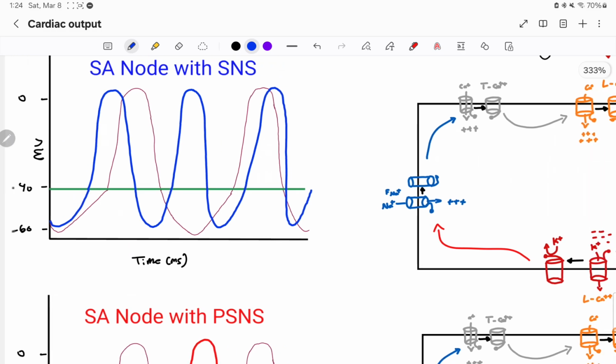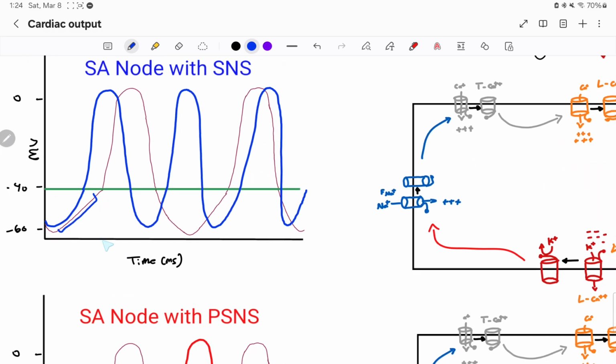You can see that it's changing the slope of this pacemaker potential, making it more steep, okay? And by making it more steep, look at what it's doing. It's helping us reach the threshold potential faster. And if I reach the threshold potential faster, guys, I launch the action potential faster. Then I repolarize faster, and then I reach it again faster.